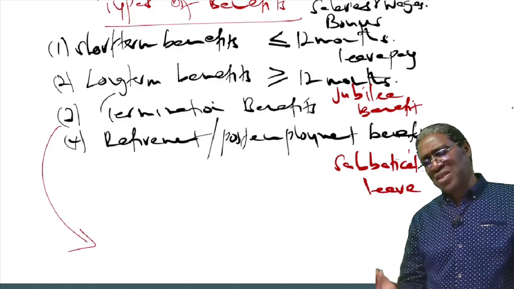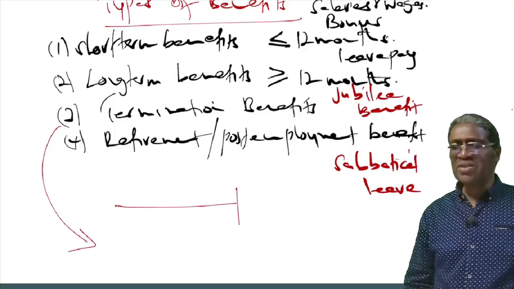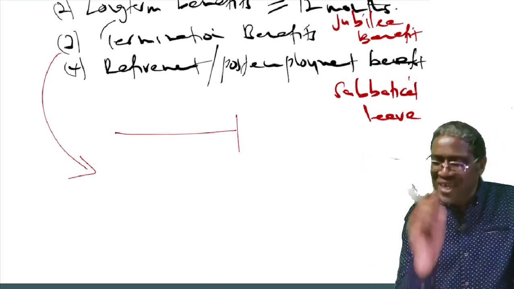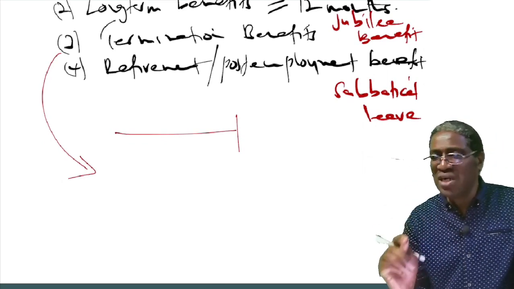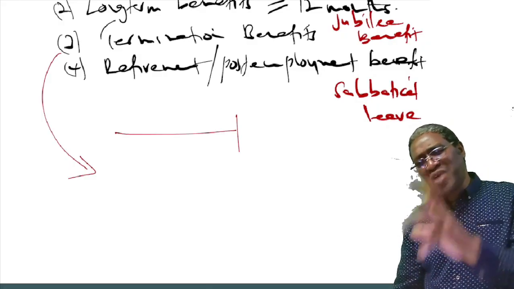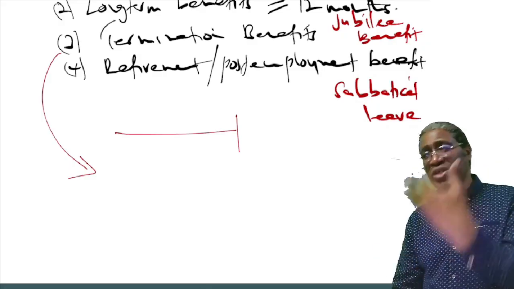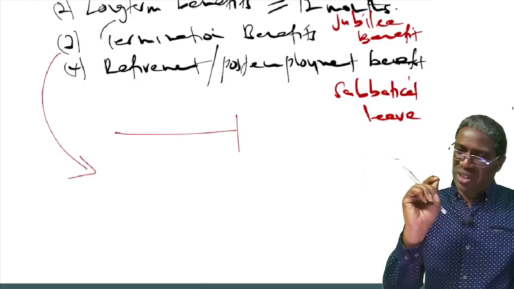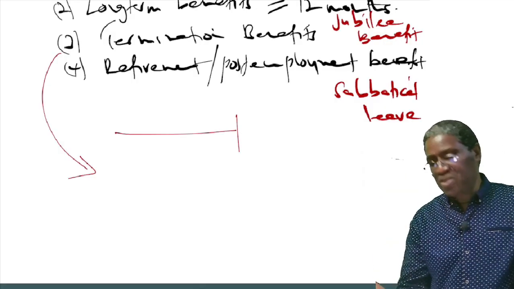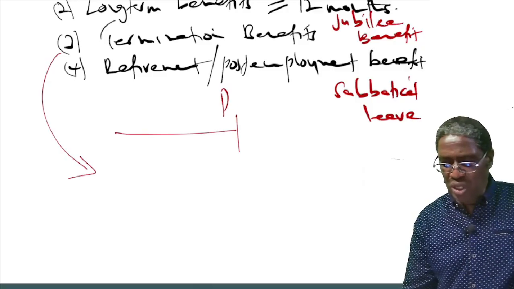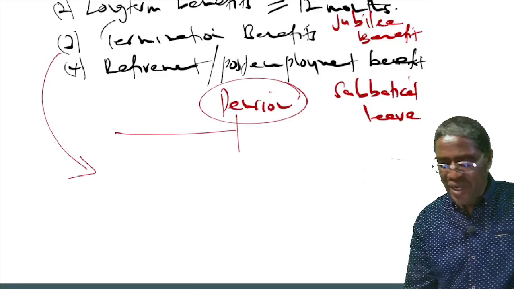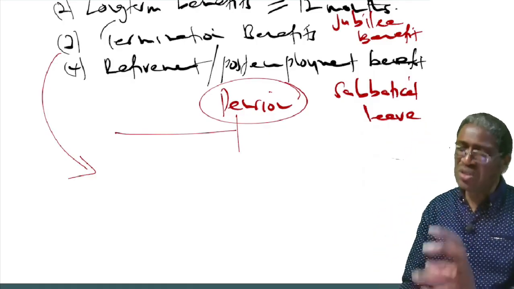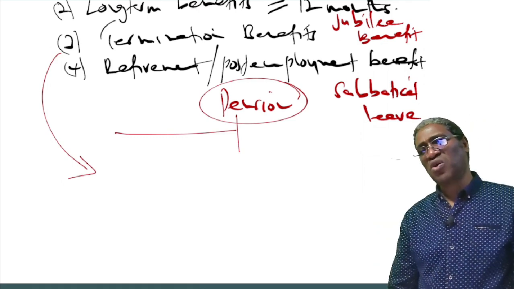Now, by the term itself, retirement benefits are benefits that an employee is entitled to at the date of retirement or near the date of retirement. Any benefit that you are entitled to at the date of retirement or near the date of retirement is what we call a retirement or post-employment benefit. It is obvious. The most common one is pension, as an example of a retirement benefit. You are entitled to your pension at the date of retirement or even after the date of retirement.